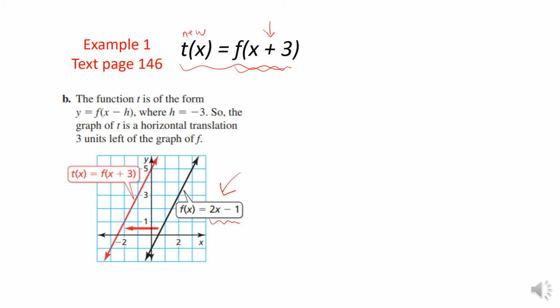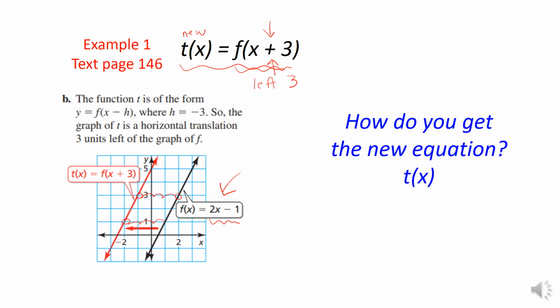Well, I know that since it's only affecting the argument, it's telling me to move left 3. So I'm going to take any points that I can find and move left 3. And you just go look for points that are on crosshairs, and we're going to move left 3. And then I draw my new line. Now, that's the new line, but how do I get the equation of the new line?